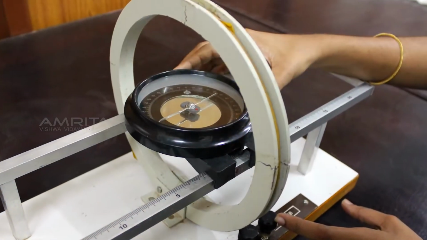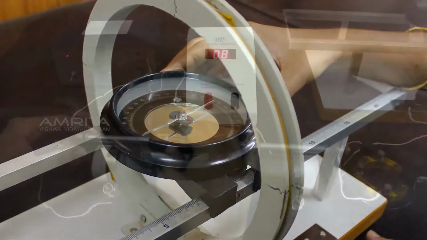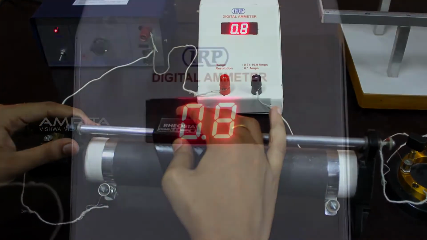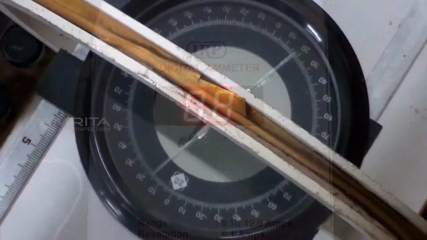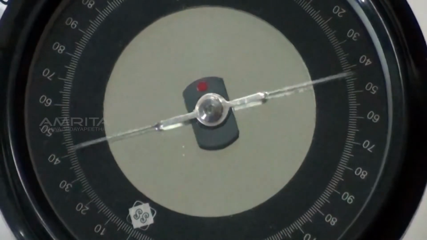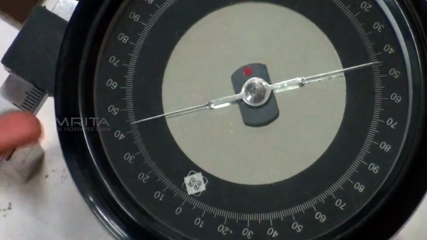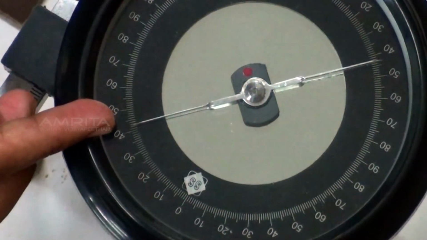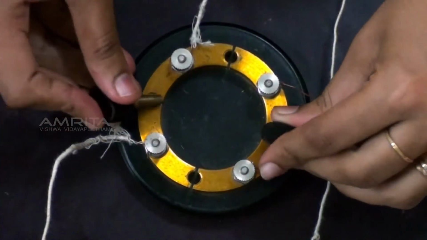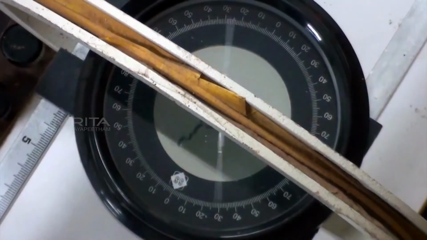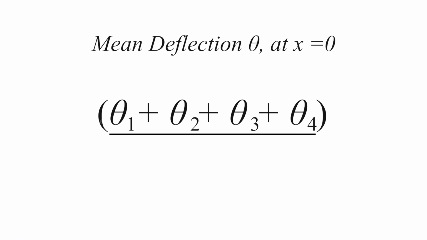Place the compass box at the center of the coil. Using the rheostat, adjust the current such that the deflection of the aluminum pointer is between 30 degree and 60 degree. Note the reading at both the ends of the pointer. Reverse the direction of the current using the commutator and again note the deflection. Then calculate the mean deflection theta at x is equal to 0.